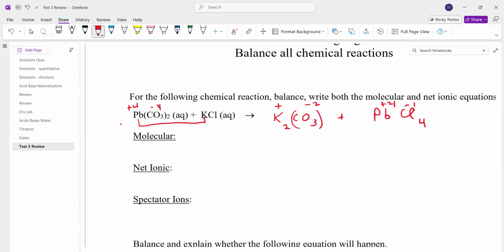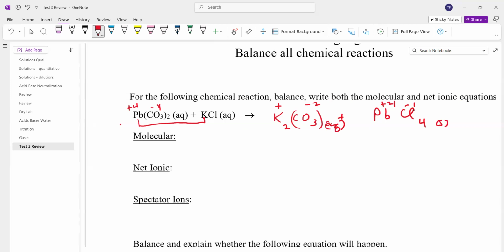Okay, so that's the molecular equation. Looking on your chart, lead chloride is going to be black, so that means it's a solid. Looking on your chart, potassium is all white, all the way down. That means potassium carbonate is in solution, so it's aq. So that's the molecular equation, and it's balanced.